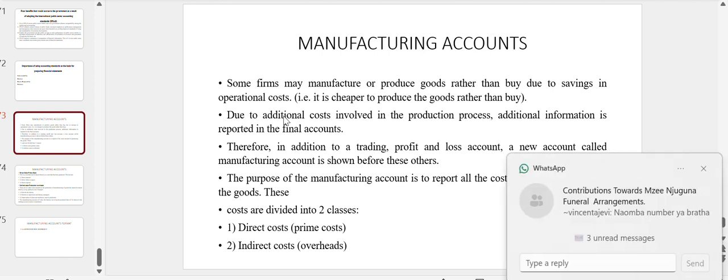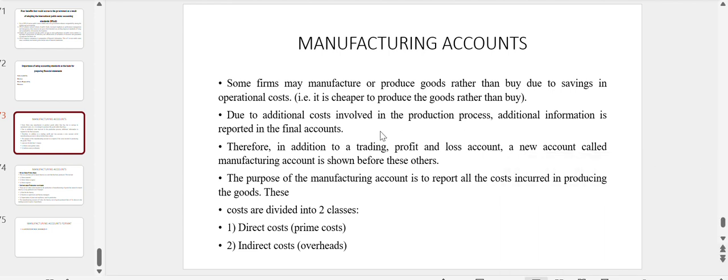Today I want us to go through the manufacturing account, and this should be relatively easier for all of us because we've done so many adjustments so far. So it's just a matter of understanding what is manufacturing account and preparing the financial statements. And you're going to notice that when it comes to the income statement and the statement of financial position, they are more or less the same as the previous accounts that we prepared. The only difference is on the manufacturing accounts.